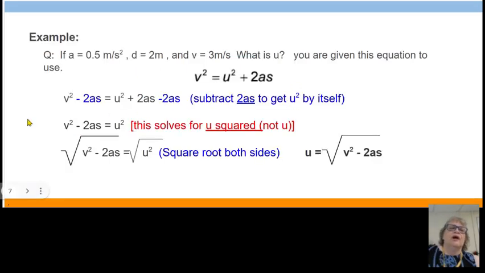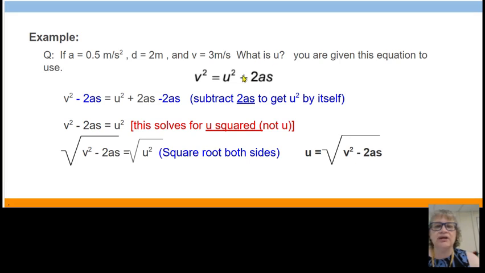All right. So if a is 0.5 meters per second squared, and s is 2 meters, and v is 3 meters per second, what is u? Okay, you're given the following equation. v squared is equal to u squared plus 2 times a times s. So first thing that we want to do, we want to get u by itself. So the first thing we need to do is get rid of this part right here.